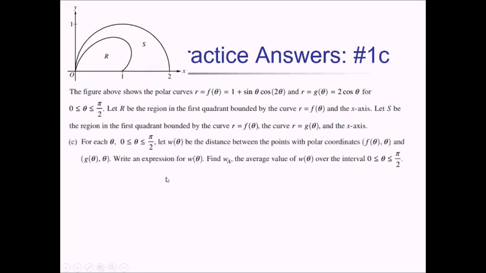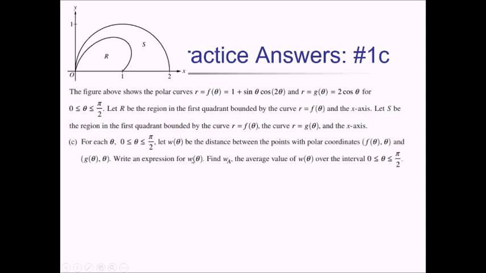On this part of the problem, for each theta between 0 and pi over 2, w of theta is the distance between the points with polar coordinates f of theta, theta and g of theta, theta. So write an expression for w of theta and then find the average value of w of theta over the interval from 0 to pi over 2.